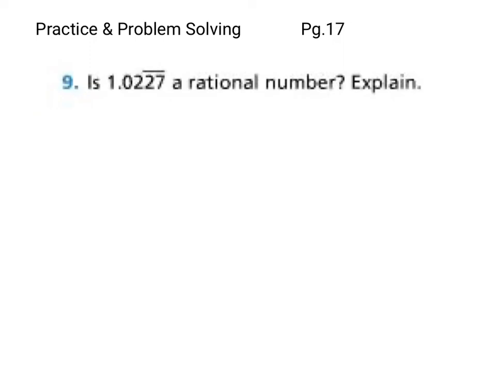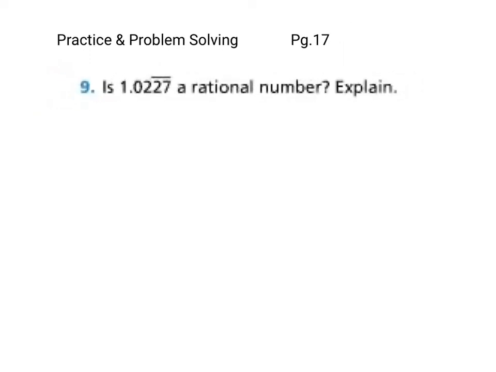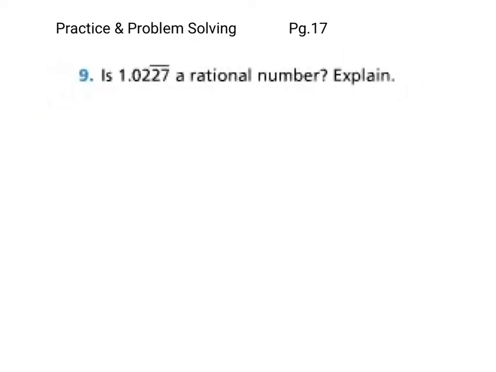Number 9 on practice and problem solving on page 17 is 1.0227 with the 27 repeating a rational number. Explain. I told you earlier, any repeating number is rational. So yes. Why? Is because the 2 and 7 both repeat.